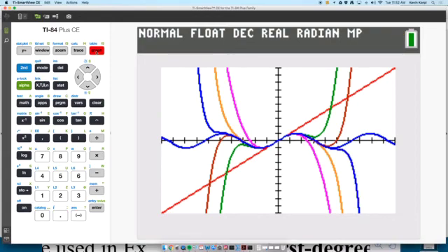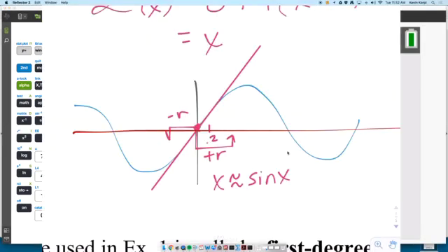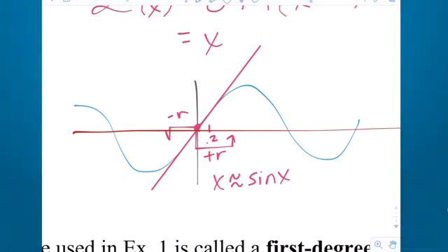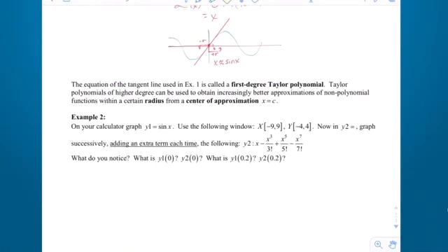Yeah, because I guess it's a finite number of colors. All right, so there you go. Pretty nifty. That is the idea behind a Taylor polynomial.